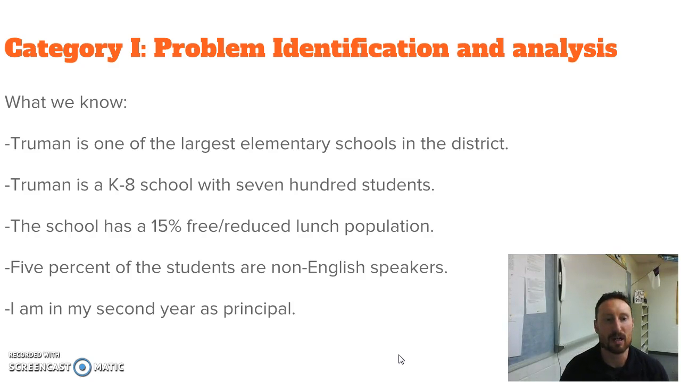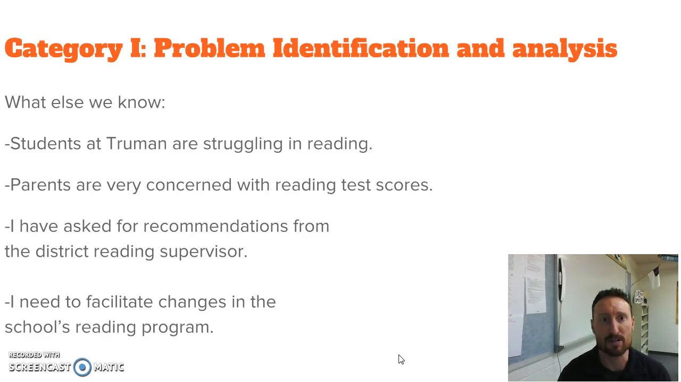What we know: the school that I am the principal at is Truman. It's one of the largest elementary schools in the district. It's a K-8 school with 700 students. The school has a 15% free and reduced lunch population. 5% of the students are non-English speakers. And I am in my second year as principal.